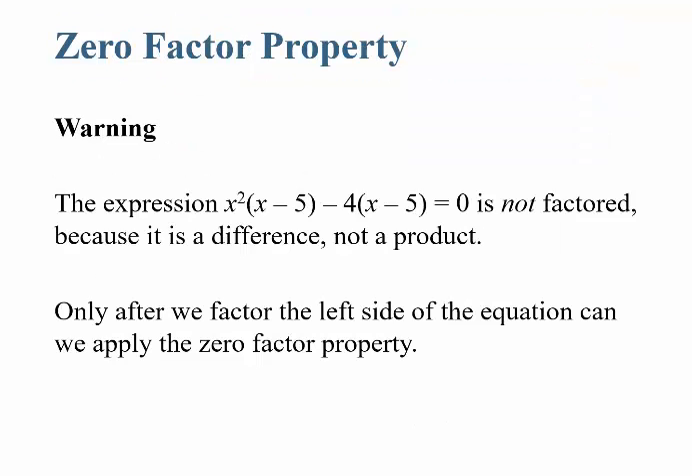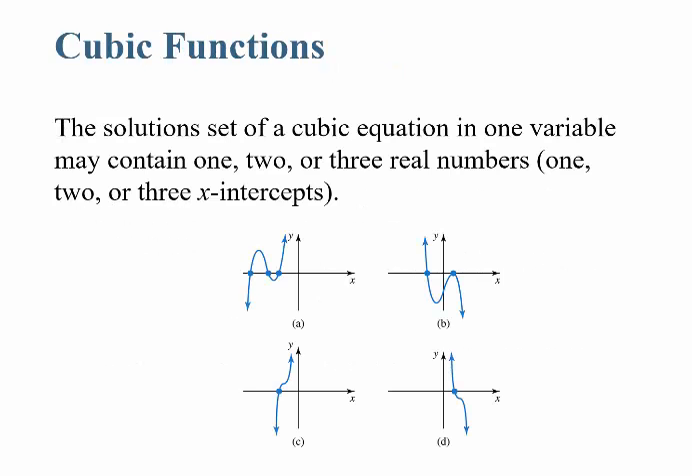Okay, warning, just as a reminder, this expression x squared times x minus 5 minus 4 times x minus 5 equals 0 is not factored because it's a difference, not a product. So only after we factor the left-hand side of the equation can we apply this zero factor property. Remember that. Okay, so the solution set for cubic equations in one variable can contain 1, 2, or 3 real numbers as the x-intercepts. So just be mindful of that. The example we did was a case where it contained 3 x-intercepts. So here are cases where you can see 3, 2, or 1.